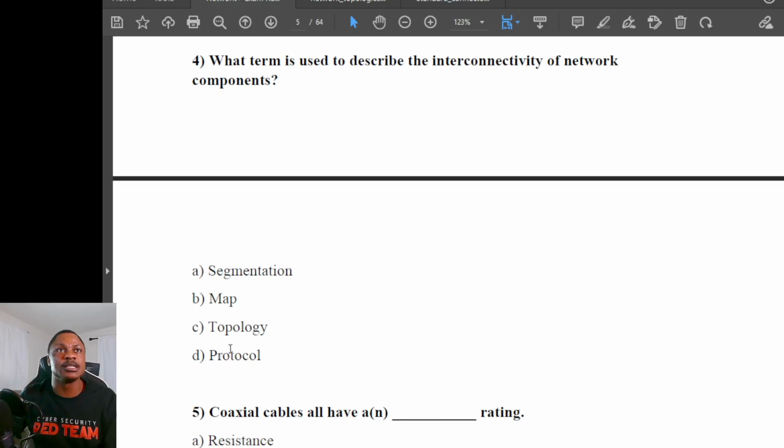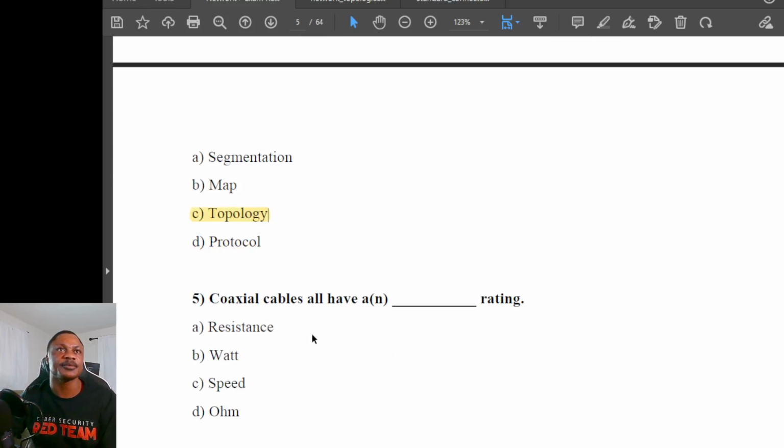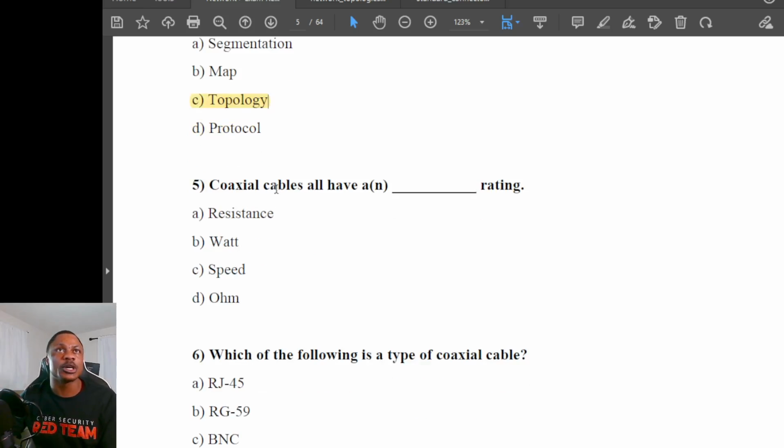And protocol is definitely not it, because a protocol is a standard, and that leaves topology. So the term used to describe the interconnectivity of a network component is C, topology. Now 5. Coaxial cables have a blank rating.